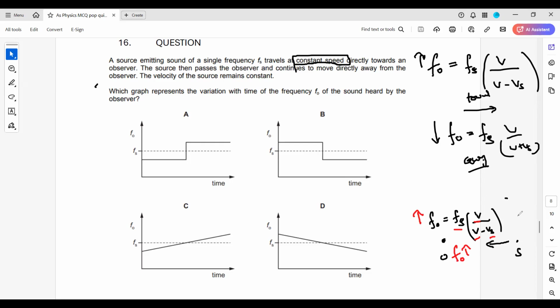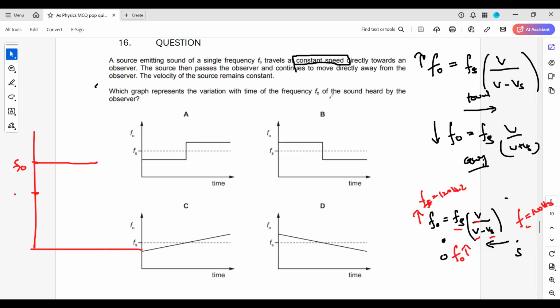What does it mean? Let's say the frequency of the source was 100 hertz, but the frequency received by the observer will be higher. He will receive more than 100 hertz, let's say 120 hertz, and he will receive 120 hertz throughout. It won't change, because the speed at which the source is moving is not changing. The speed of the wave is constant and the source frequency is also constant. So in the first part, the observed frequency will be higher, and it won't change.